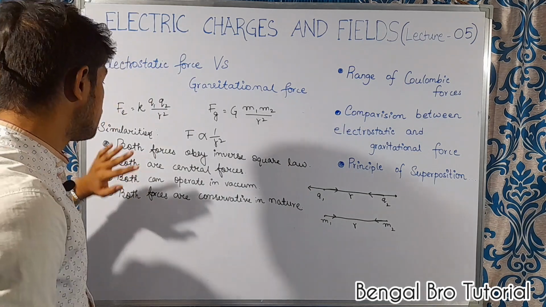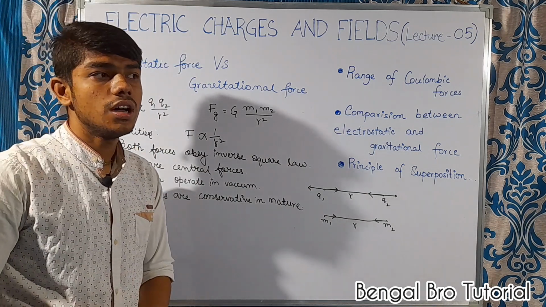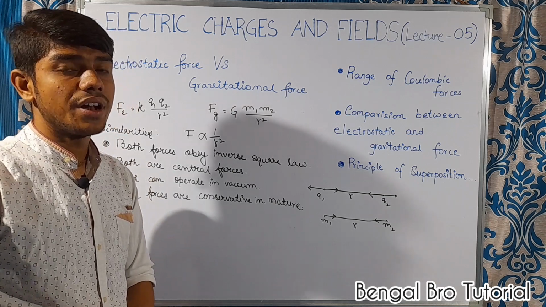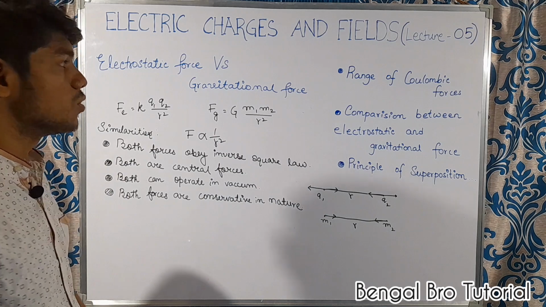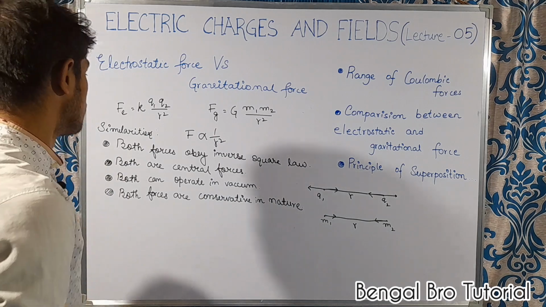So, these were the four similarities between the two forces, and now let us look at the differences between the electrostatic force and gravitational force.